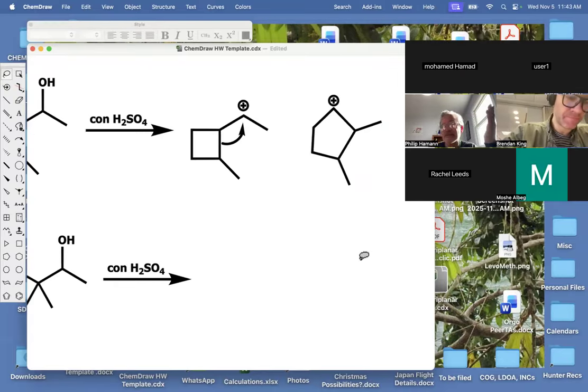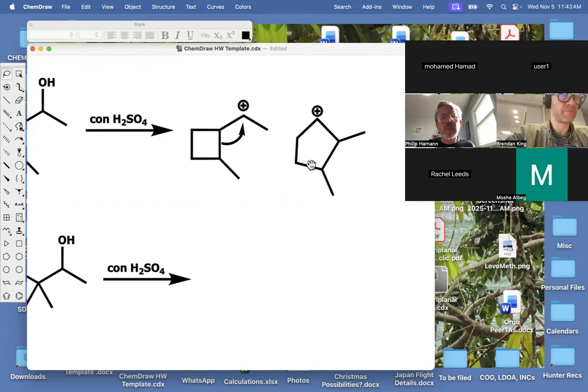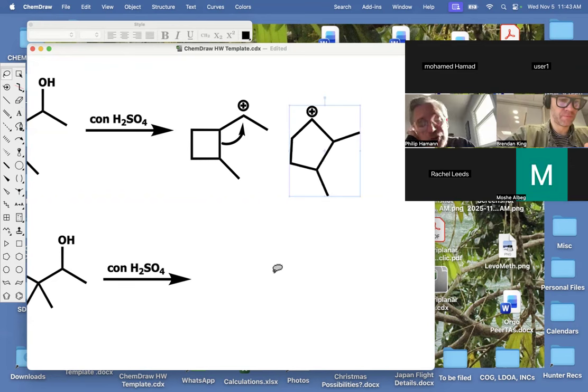What's going to happen next? Wait, for the cation, wouldn't it stay there since that's a tertiary spot, so it's more stable? No, the shift is driven by the ring strain. And so there's an advantage to the carbon shift because you're taking a cyclobutane and making a cyclopentane out of it.